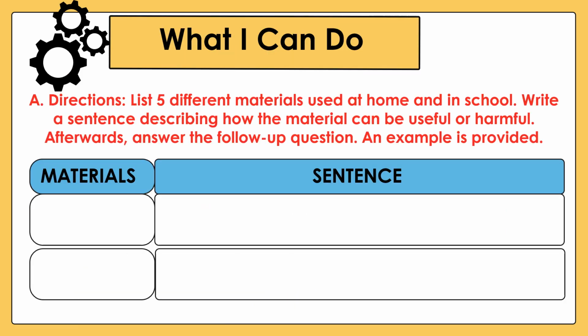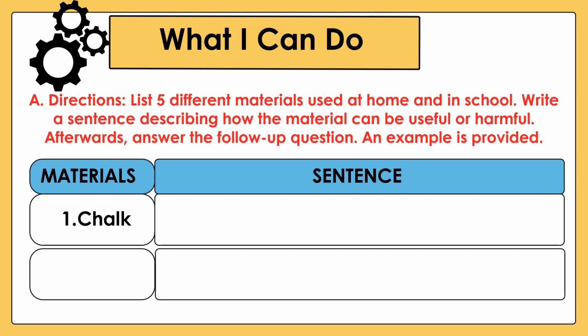Here's what you can do. You're going to list 5 different materials that you used at home and in school. Write a sentence describing how the material can be useful or harmful, and then afterwards, answer the follow-up questions, and an example is already provided. Let's try to give number 1.